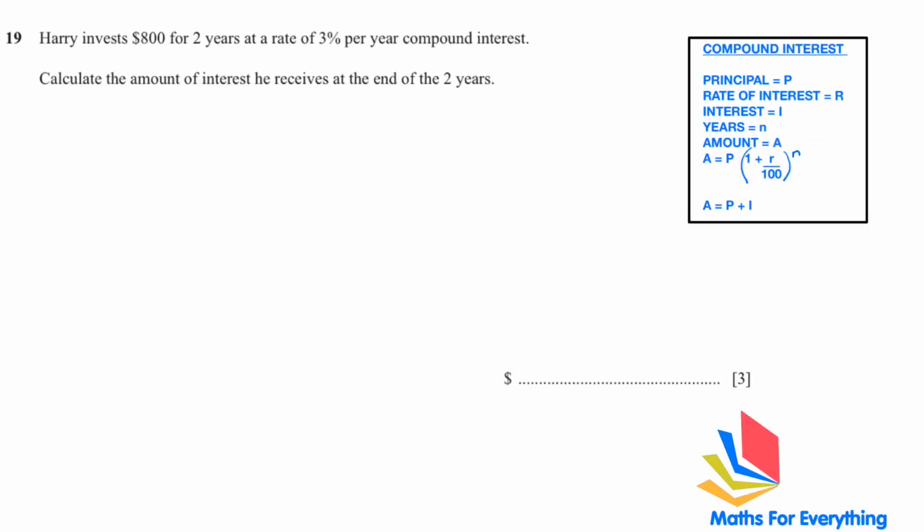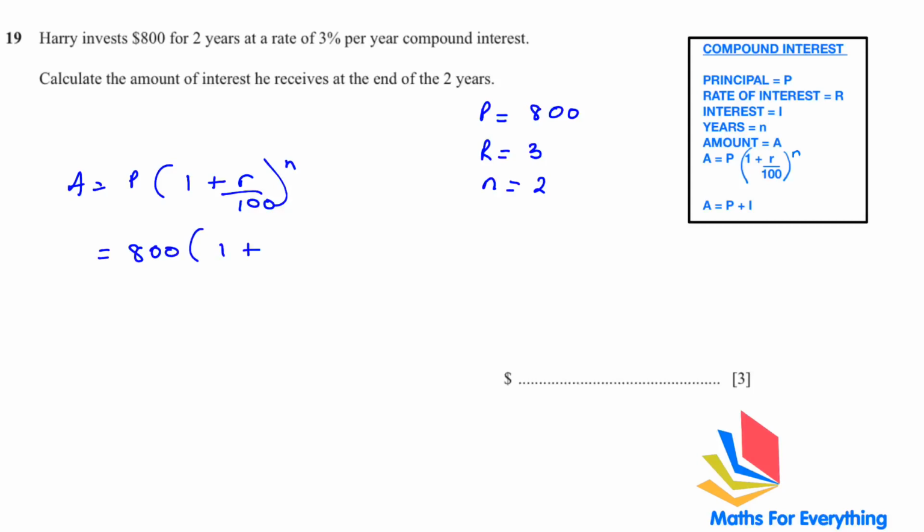So first, using this formula, what is your P? It's 800, and your R is 3, and N is 2. So to find the amount, we are going to use this formula and replace the P with 800, R with 3, and N with 2. Let's put this whole thing in the calculator, and you will get $848.72. That is our amount.